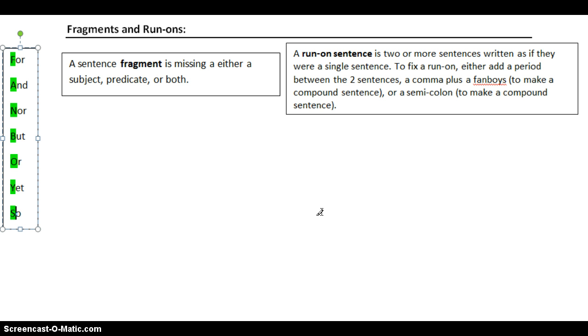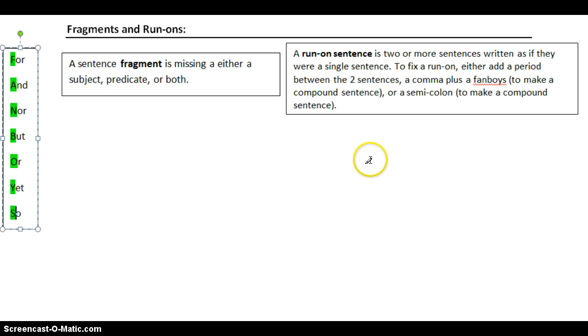So, let's talk about fragments versus run-ons. A fragment occurs when a sentence is missing either the subject or the predicate, and once again that means verb or verb phrase, or it's missing both of them. Okay, we want to avoid fragments. They're incomplete sentences in our writing.